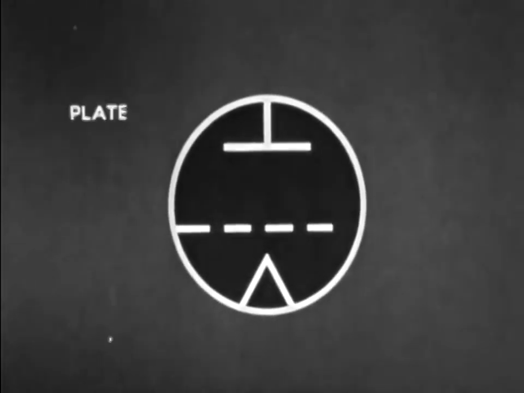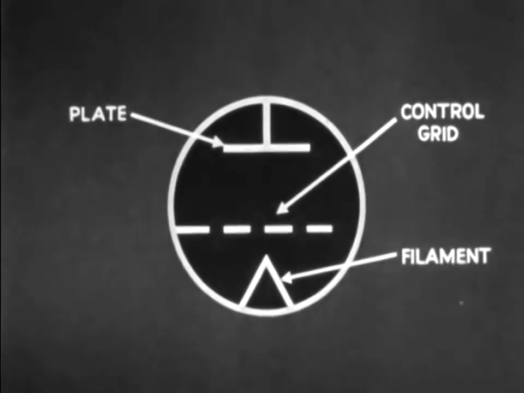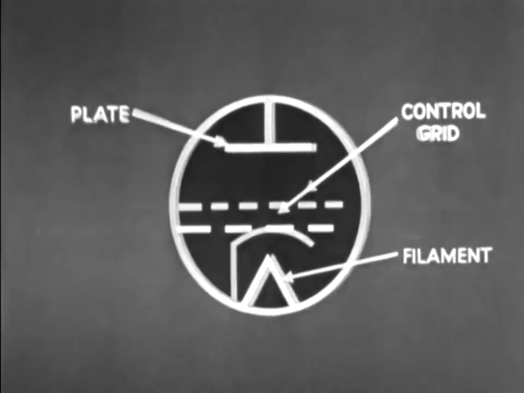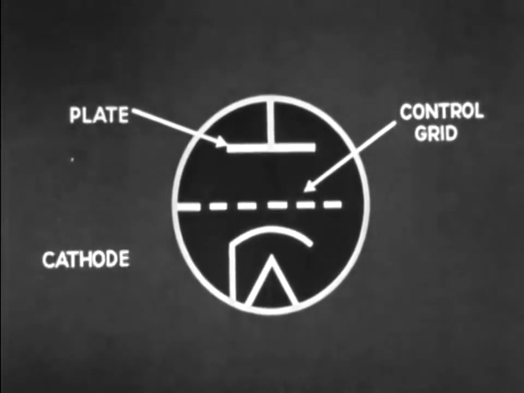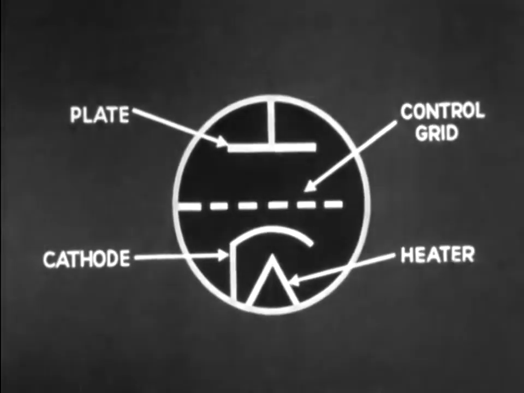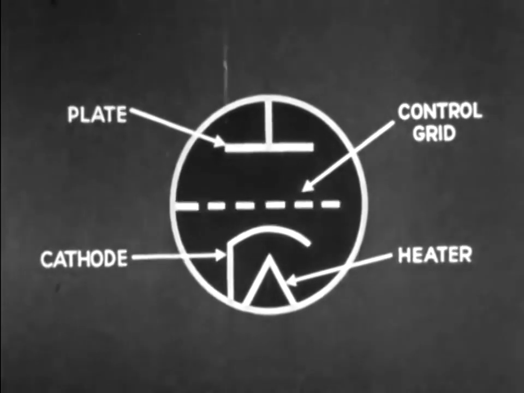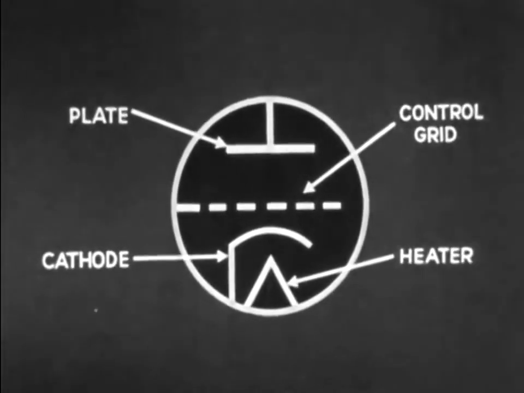This symbol represents the triode tube with its elements: the plate, filament, and control grid. The cathode may be equipped with an indirect heater. Between cathode and plate is the grid, which is the characteristic element of the triode tube. It serves as a control of the electron flow between cathode and plate.